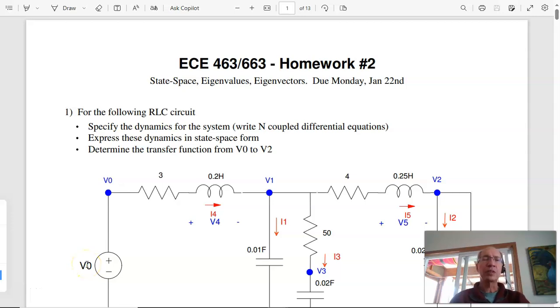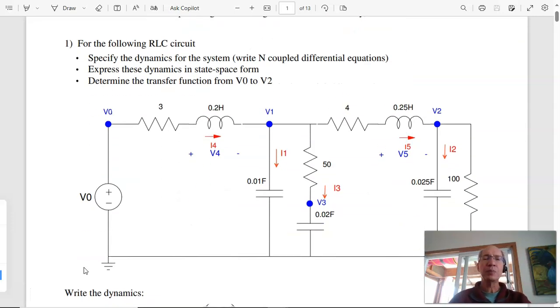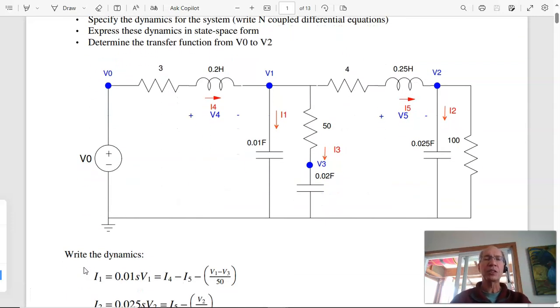Here are solutions to homework set number 2 for ECE 463-663 Modern Controls. This homework set looks at state space, eigenvalues, and eigenvectors. The first problem is, given this RLC circuit, find the transfer function from V0 to V2. To do that, we're going to use state space and state variables.